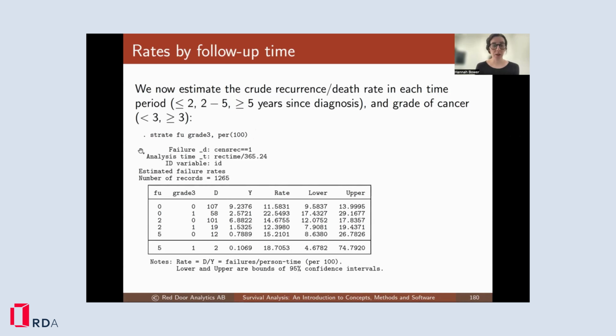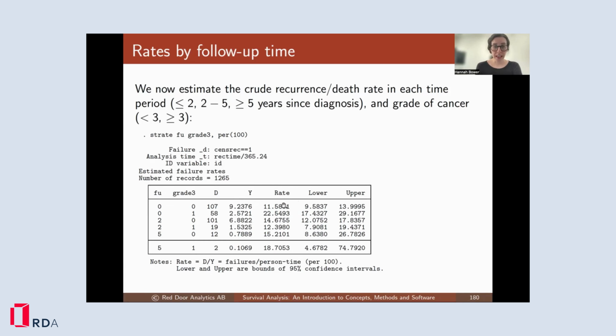So we would get out some values such as this, where really what we're interested in is looking at these rates. I'll just go through again what everything is. The FU represents our FU variable, which is 0, 2, and 5. We have grade, which is 0 or 1. The D variable tells you how many events we have had within each of these groups, and the Y is the person time at risk here per 100 person years. And then the rate is just the number of events divided by the person time at risk.